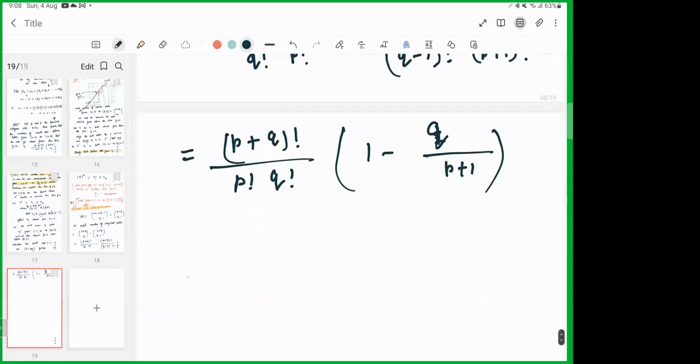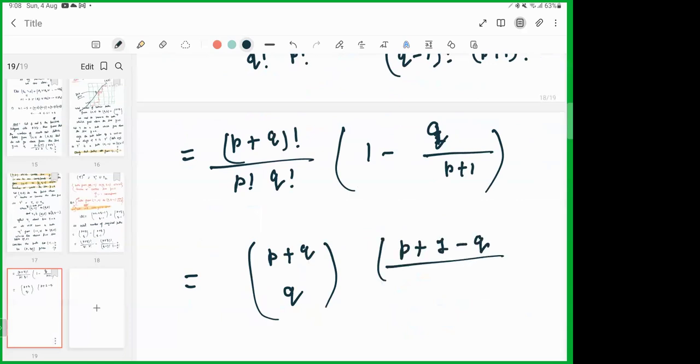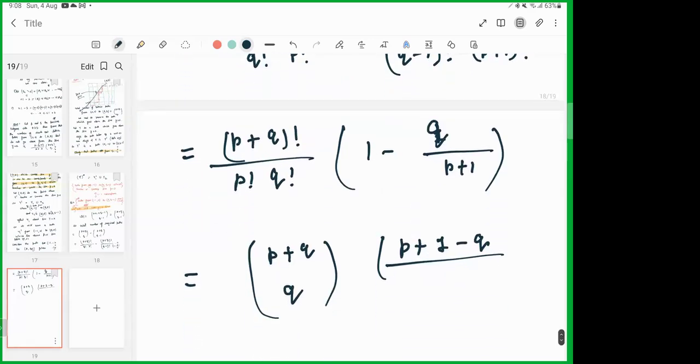So this is the required thing, right? This is P plus Q choose Q into P plus 1 minus Q by P plus 1. This is the required thing, right? Yes. So we are done.